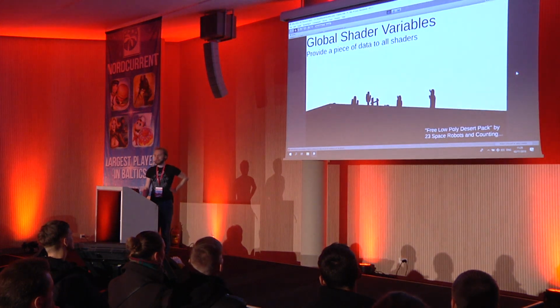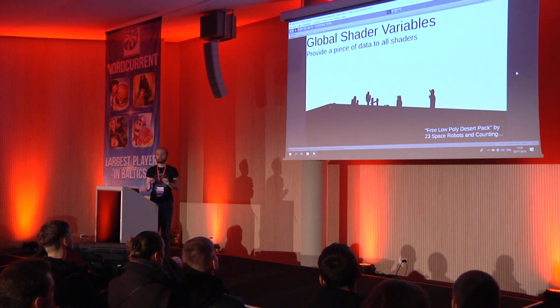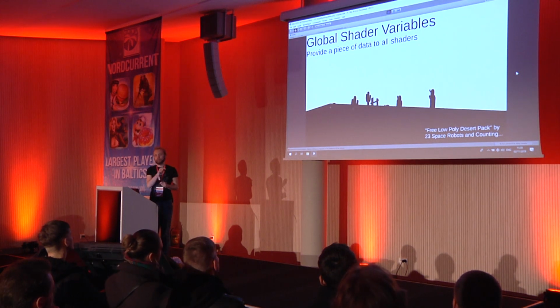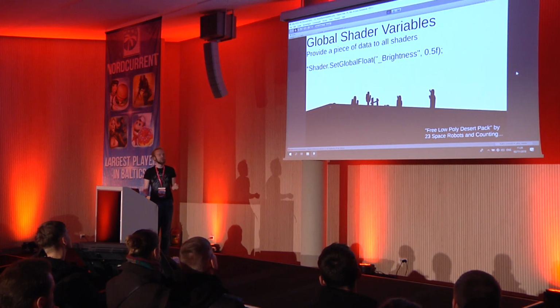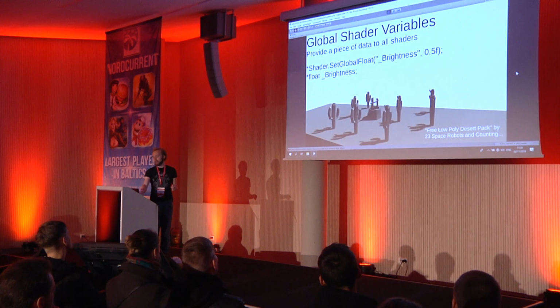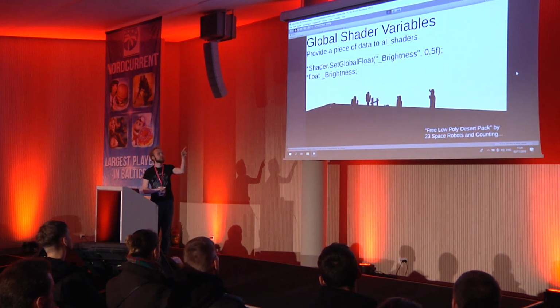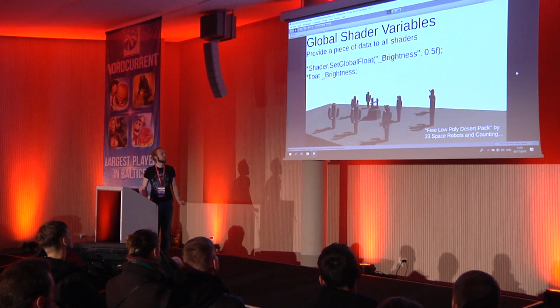One more thing that I started using for pretty much everything is global shader variables. This is an option to provide a piece of information to every shader and every material in the game. Normally, you go into your material and set up some settings, but what you can do is define a setting you could call brightness globally, and then if any shader has a variable called brightness, it's going to be set to 0.5 or whatever value you choose.